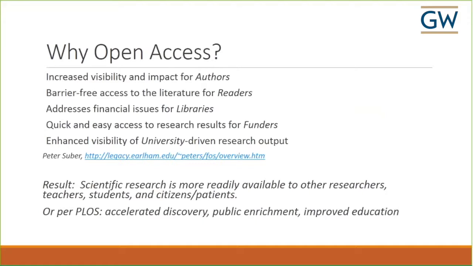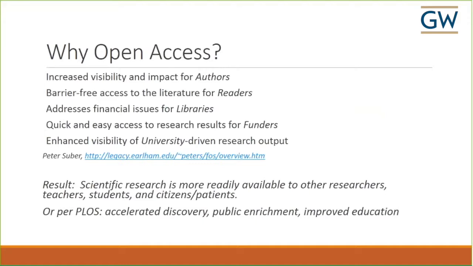Peter Suber, who's a librarian at Earlham University in the UK, is a big proponent of open access, so I thought I'd bring up a couple of the things that he says are reasons why open access is good. And that is increased visibility and impact for authors. Your work gets out there faster, it's read by more people. Readers can get to the literature without any barrier access. So there's barrier-free access to the literature.